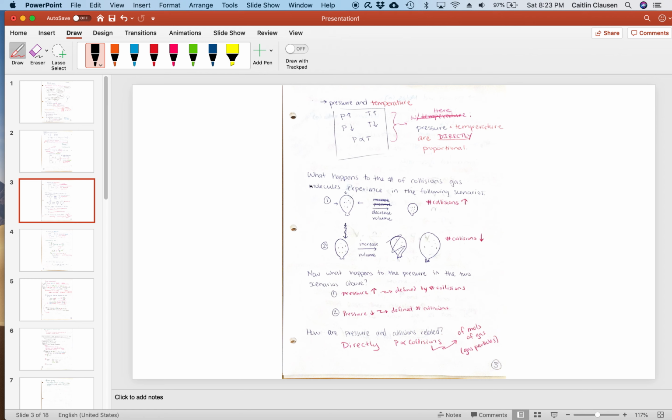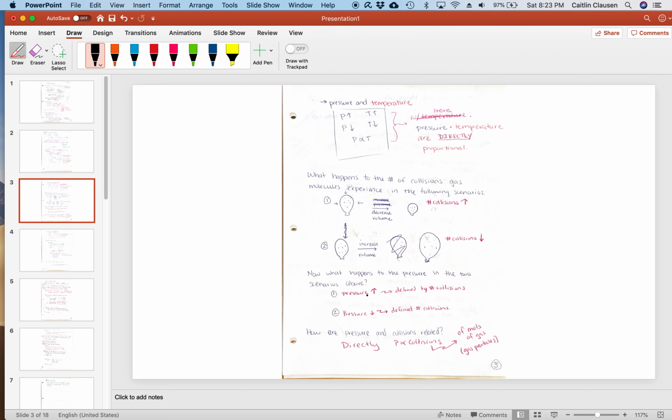We answered some questions. What happens to the number of collisions of gas molecules experienced in the following scenarios? What happens if you decrease the volume? If you make the space smaller, you should increase the number of collisions. What happens if you increase the volume? If you make the space bigger, the number of collisions on the container should decrease. So how does that correlate to pressure?